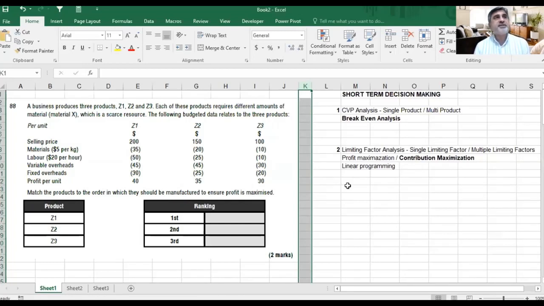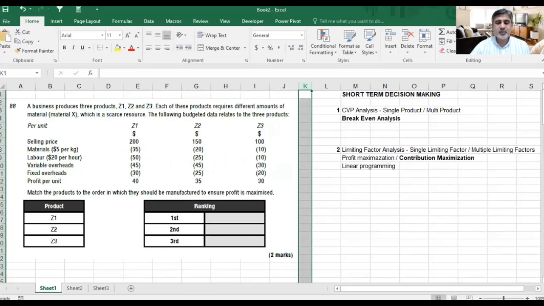Theoretically, it is possible that you have only one limiting factor, all other things are abundant. But in reality, nothing is abundant. In reality, you always have multiple limiting factors. Anyways, theoretically, we are seeing this question. The following budgeted data relates to the three products, Z1, Z2, Z3, and they give you a lot of information: selling price, material, labor, variable overhead, fixed overhead, profit per unit. Always read what information is given. Don't get absorbed into the numbers. Numbers do not matter. Only see what information is given.